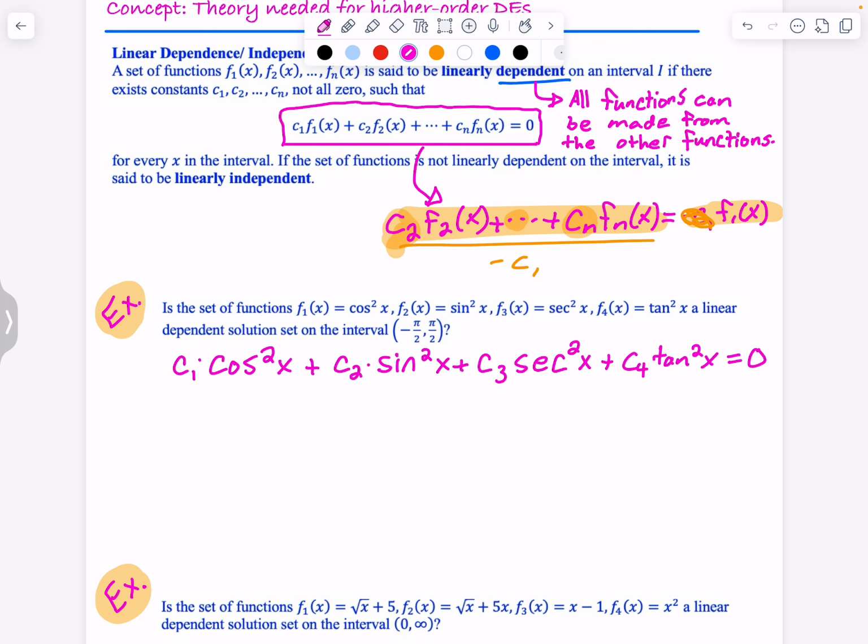So here, I'm trying to find the c's. Looking at it, I need these to cancel out to get a 0. As they stand, if I just pick numbers for these, things don't work out pretty. I need to get rid of cosine squared, so I need a cosine squared. I need to do some manipulation. Is there something here I can turn into a cosine squared? Yeah, I can change sine squared to cosine squared. So I'm going to get c1 times cosine squared x plus c2, and I'm going to change this to 1 minus cosine squared x.